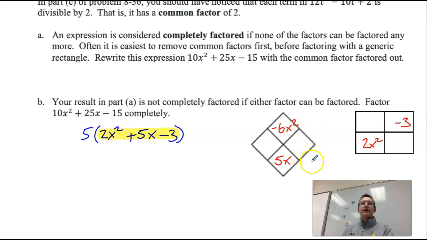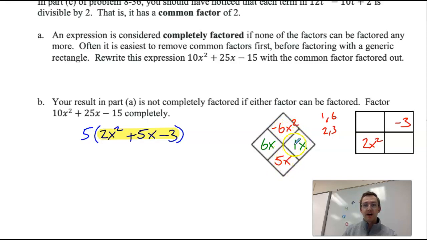Now let's figure out multiples of 6 that might add up to positive 5. We've got 1 and 6, and then 2 and 3. Those are the only two sets of multiples for 6. And since we've got negative 6, we have to have one positive and one negative. So let's say we have maybe 6x and 1x. Perfect. 6x times 1x is going to be 6x squared. We still have to make one negative.